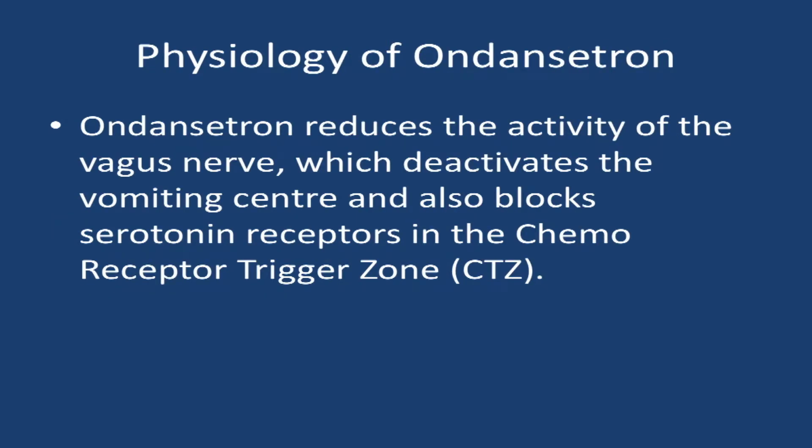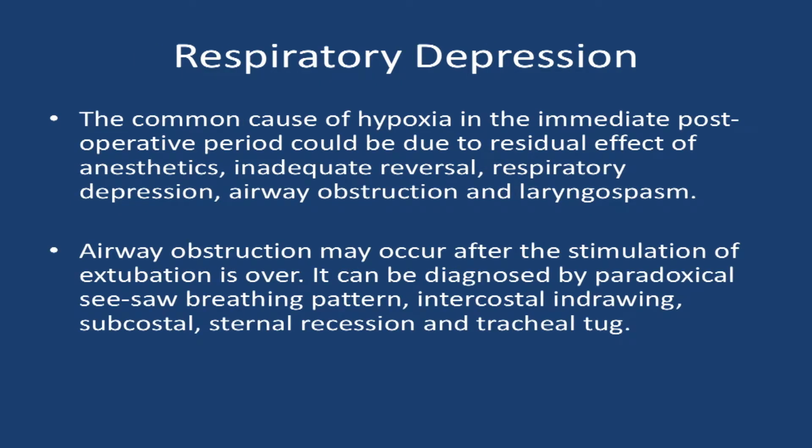Ondansetron reduces the activity of the vagus nerve, which deactivates the vomiting center, and also blocks serotonin receptors in the chemoreceptor trigger zone. Respiratory depression is the second cause of hypoxia in the immediate post-op period and can be due to residual effect of anesthetics, inadequate reversal, respiratory depression, airway obstruction, and laryngospasm.